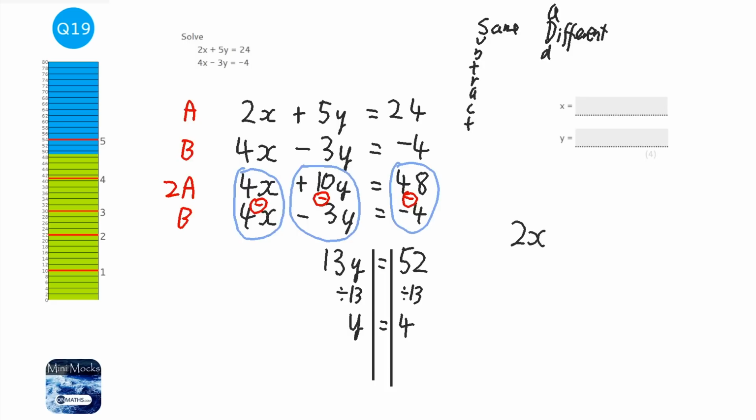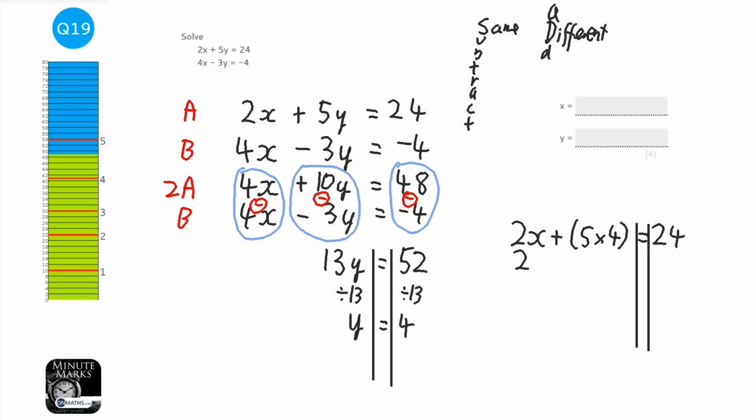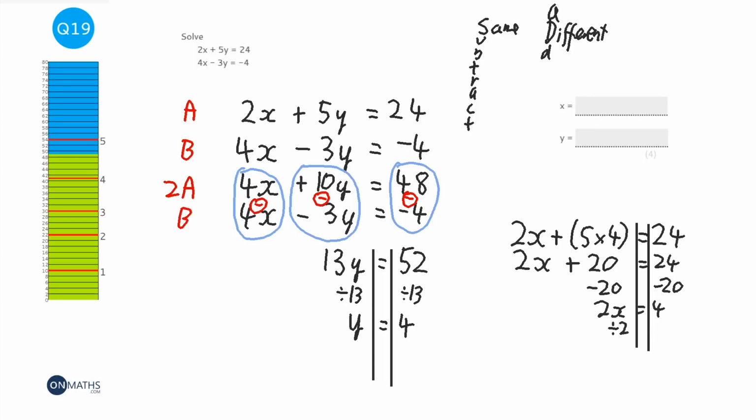So 2x plus 5 times 4, because we know that y is 4, equals 24. And again, put my lines in. So it's 2x plus 20 equals 24. Take away 20 from both sides. 2x equals 4. Divide both sides by 2.